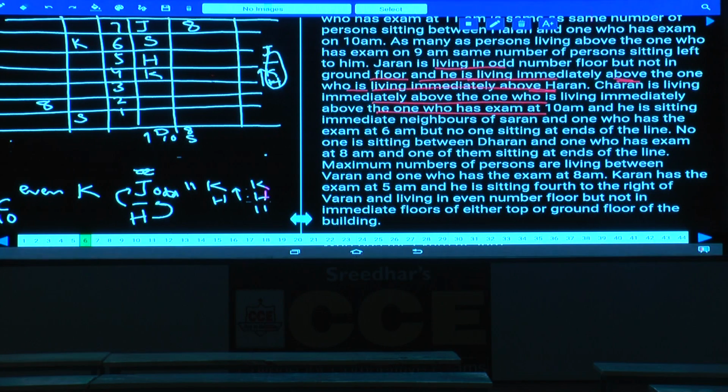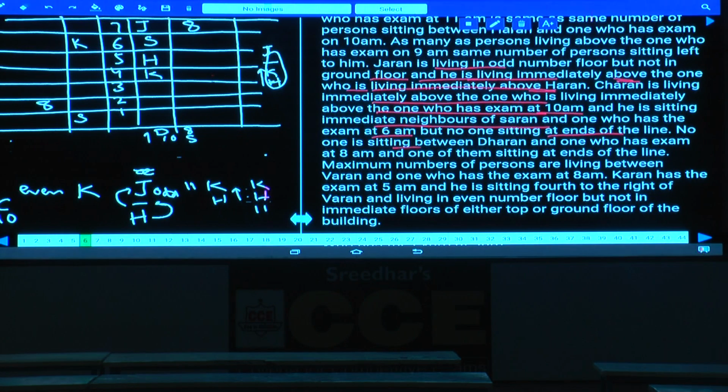Karan is having the exam immediately before Haran, and Dharan is sitting to the left of the one. Dharan is sitting second to the left of the one whose exam is immediately before Haran. The next one: he is sitting immediately above the one with the exam at 10 a.m. and is sitting as immediate neighbors of Saran. And the one who has the exam at 6 a.m., but not sitting at that.